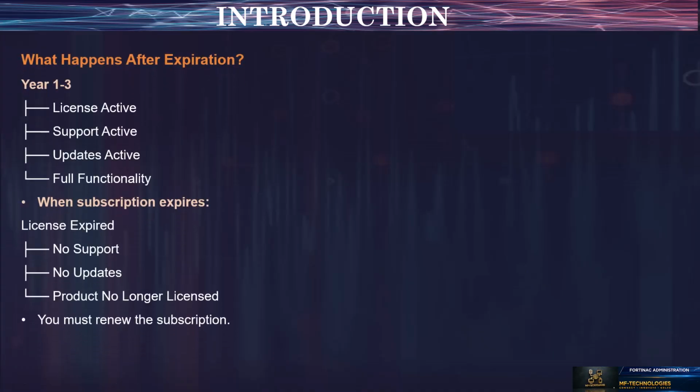During the active subscription period, everything works fine. The license is active, technical support is available, software updates continue, and new features become available. However, once the subscription expires, the situation changes significantly. Unlike a perpetual license, a subscription license is no longer valid after its expiration date. The customer must renew the subscription to continue using the product.